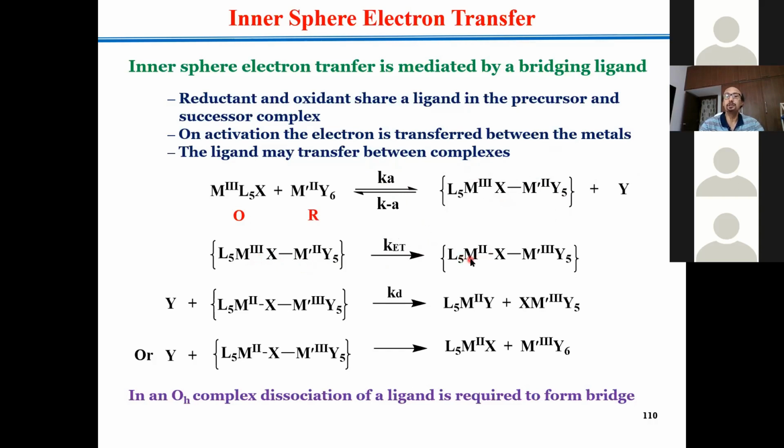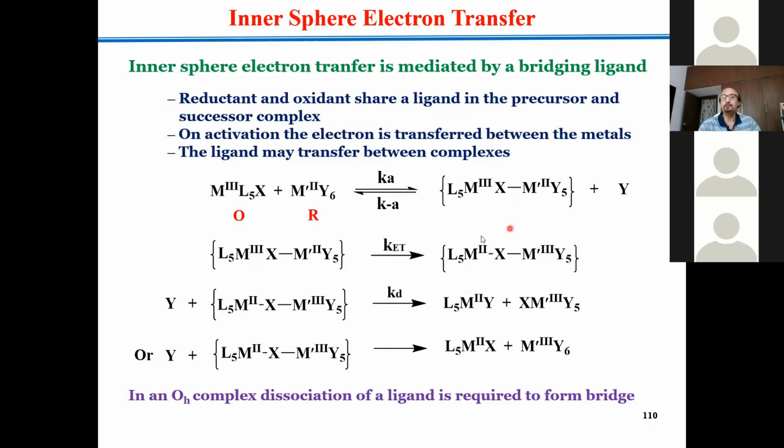So M would be reduced and M prime would be oxidized. And do not forget that a similar activation barrier would come also here. That means your bond angle and bond distance, all sorts of things, would be changed while moving from this side to that side. And that requires additional activation energy, like outer sphere. So that will be operational over here.